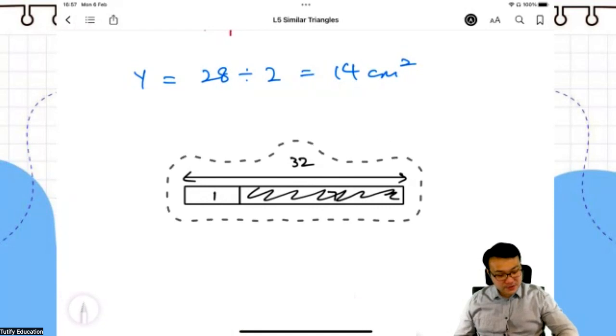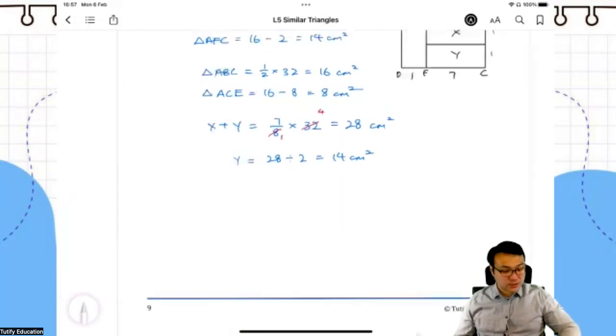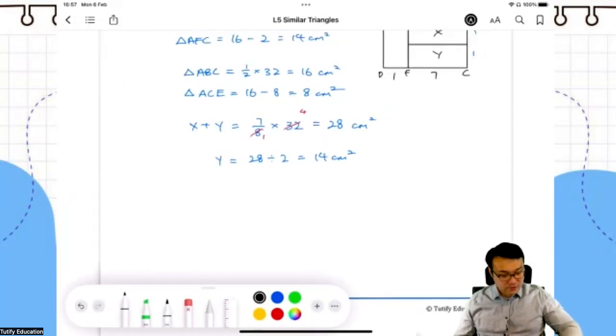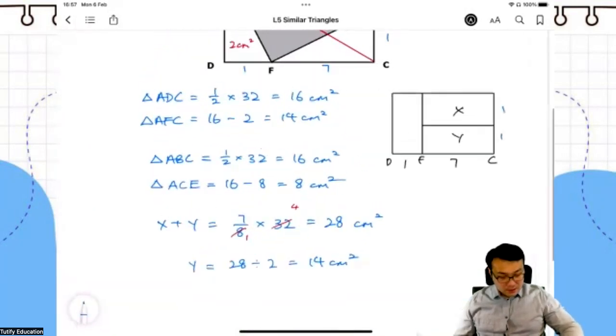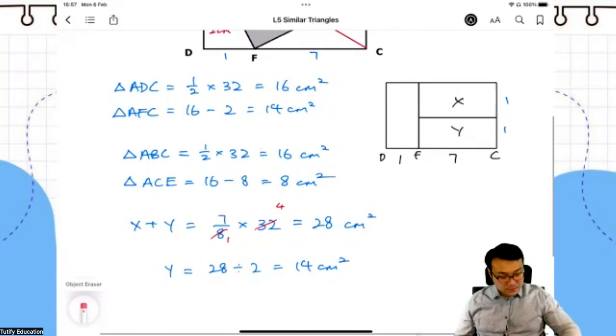At least you asked. Very good. Students, it's always good to clarify. I'm glad you clarified, if not, you'll get very confused. So Talia, now we already found that this is 28. X plus Y is 28. Y is actually 14.